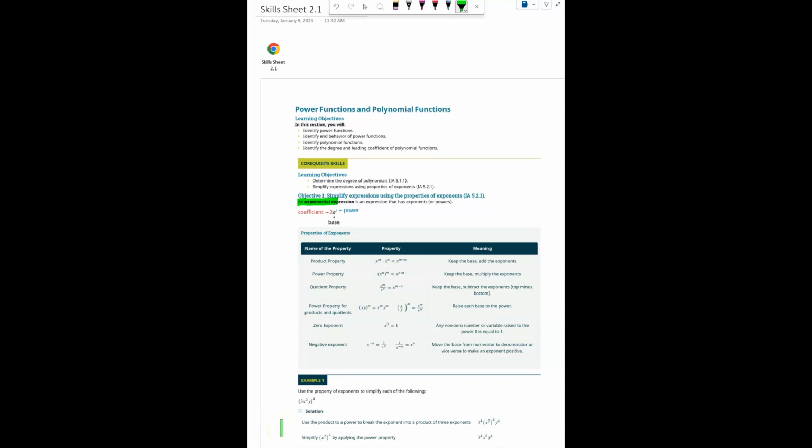Alright guys, let's talk about power functions and polynomial functions. So an exponential expression is an expression that has exponents or powers, okay? And it can look like this.